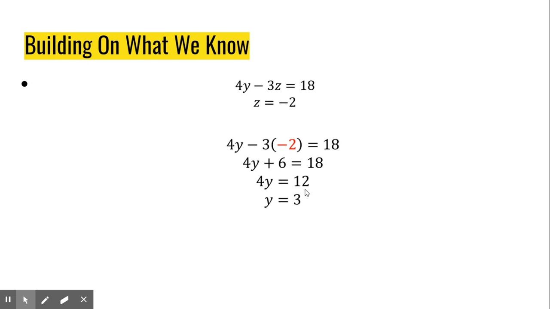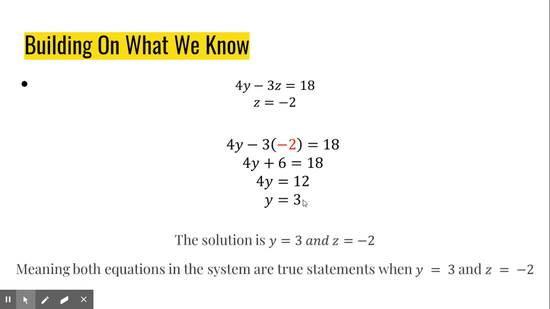We get 4y equal 12, and then we divide both sides by 4. We end up with a value of y equal to 3. That means the solution to this particular system of equations is y equal 3 and z equal -2. That means that at those y and z values, both equations in this system are true statements.